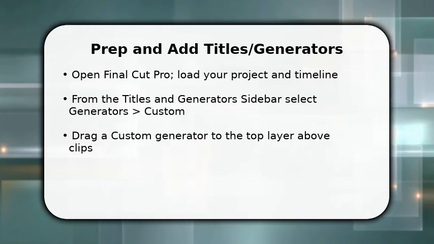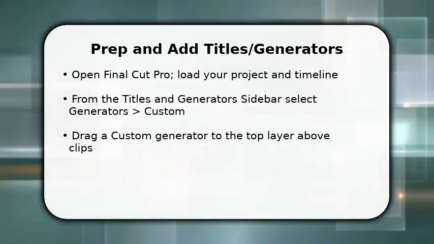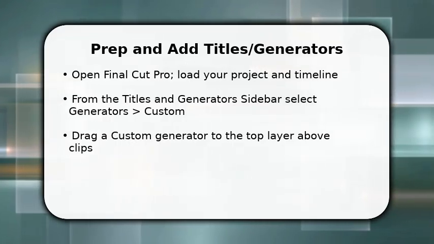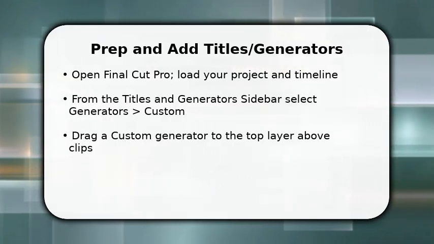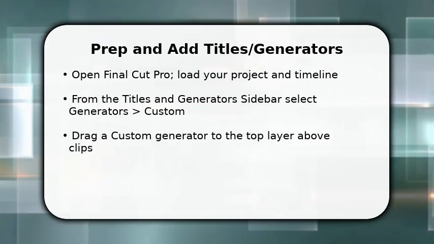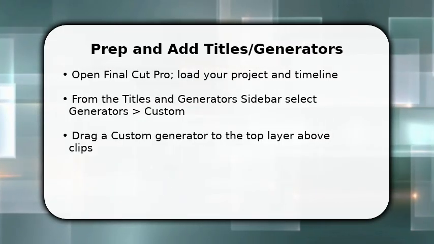Enjoy the video. You start with an active project and clips in the timeline. Make sure your primary storyline is visible. Once ready, open the titles and generators sidebar and pick the custom generator. This is the only built-in way to create an adjustment-like layer.